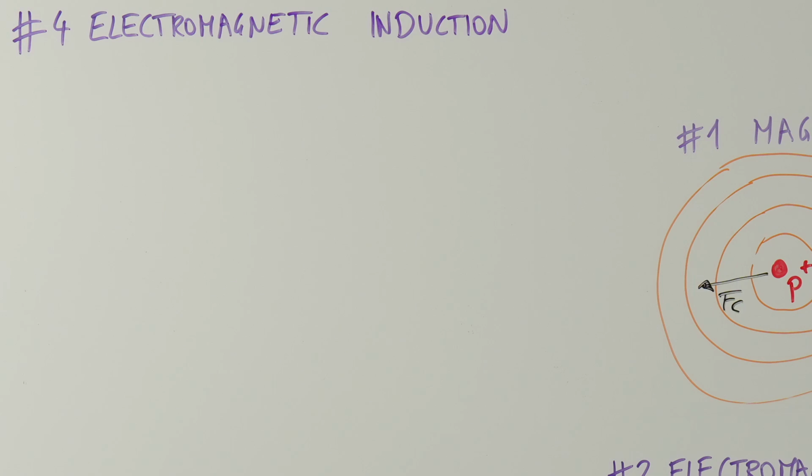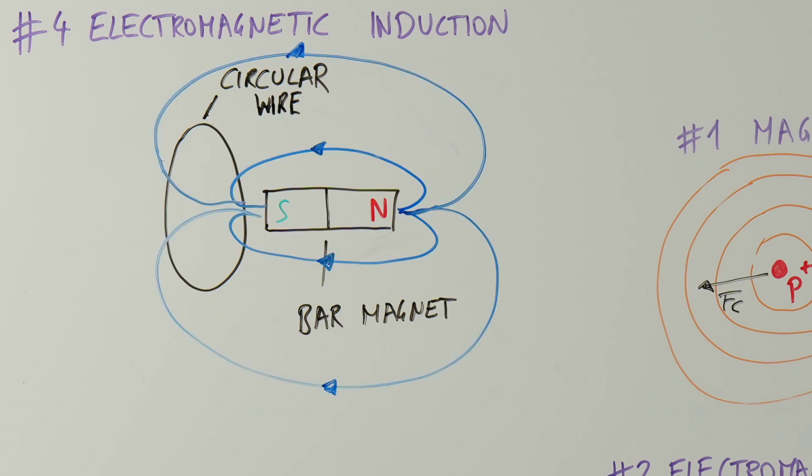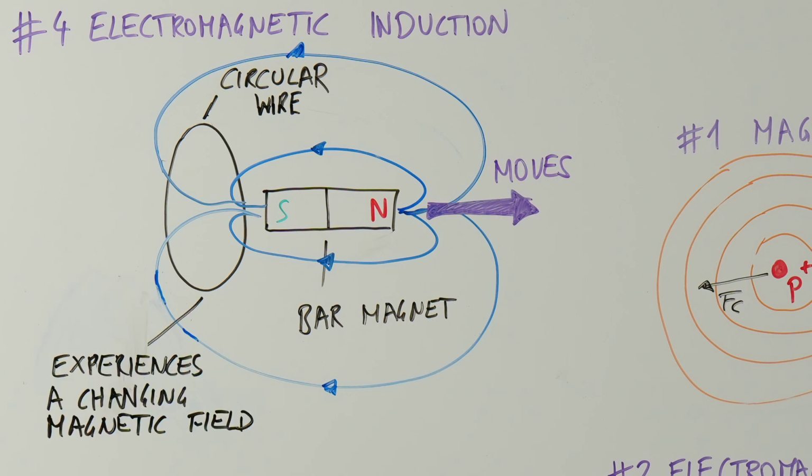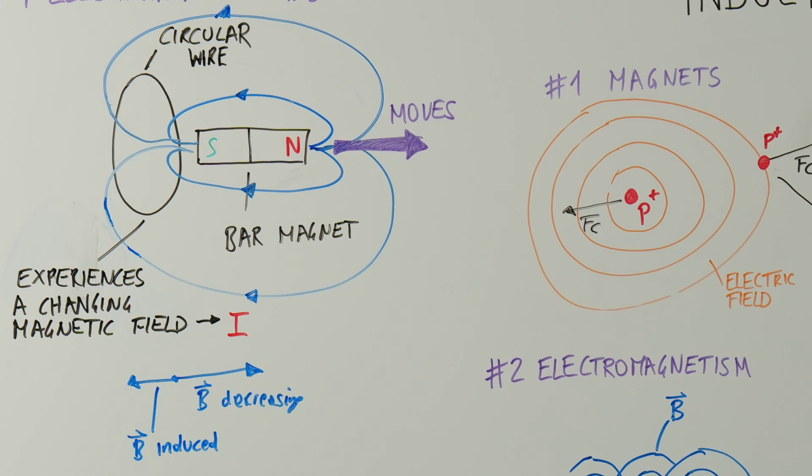Let's assume we have a closed circular wire and a bar magnet. The magnetic field is constant when the magnet is stationary. However, if we move the magnet, the magnetic field the wire experiences changes. When moving the magnet away from the wire, the magnetic field decreases. Consequently, a current is induced in the wire.